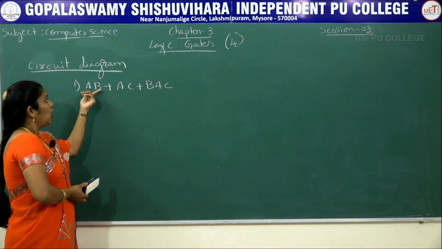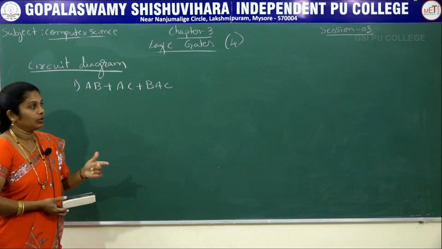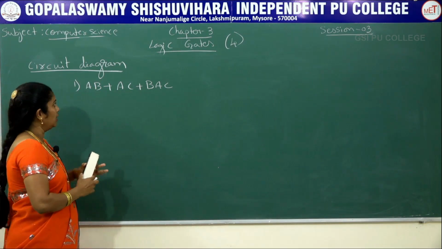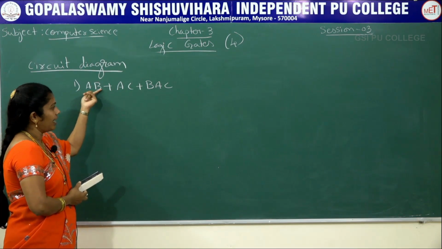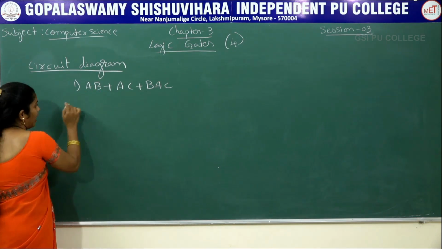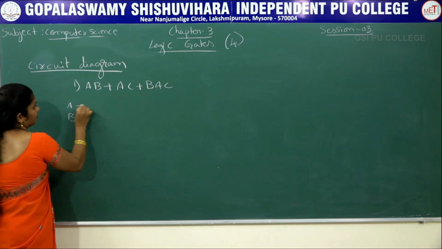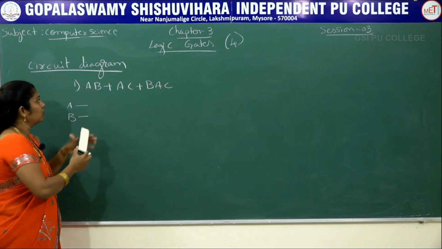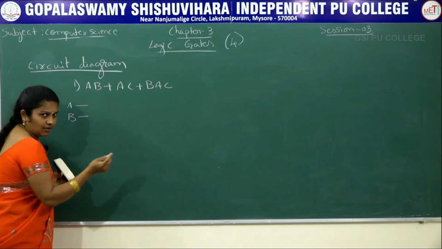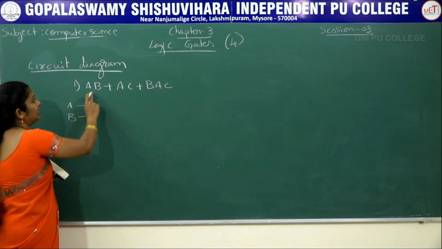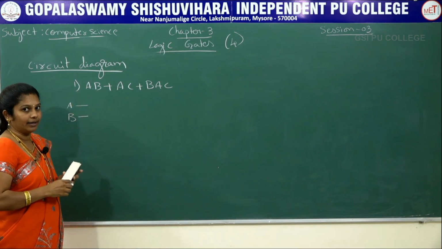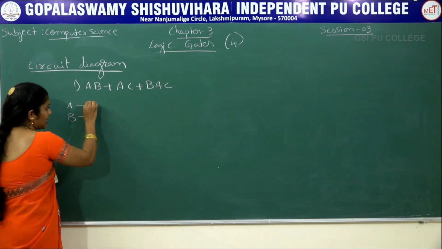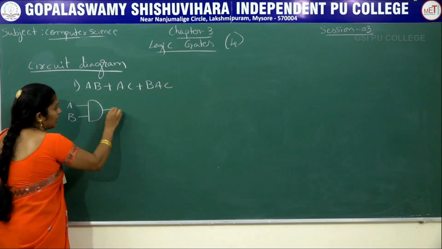First see how many variables we have. We can write it in 2 ways, and I am going to explain both. First, we have A and B. Write down A and B, 2 input variables. These two are combined with a dot operator. If there is no operator written, you have to consider it as a dot operator. Dot means AND operation. For AND, in the previous class I told you to write a D shape.